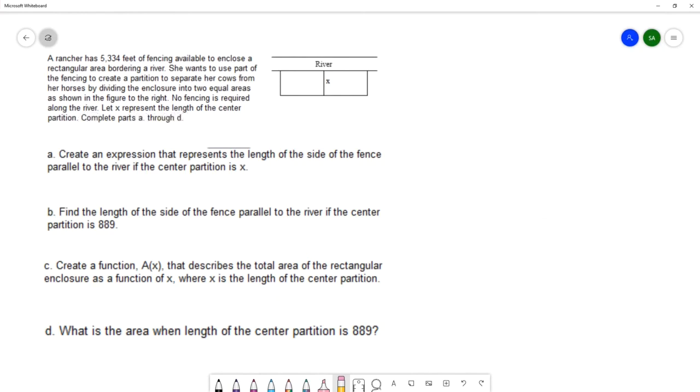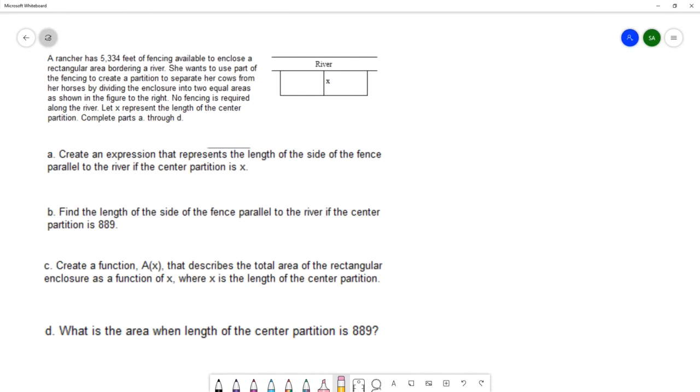So we have a nice picture of what's going on here. We have a river. The rancher is building these rectangular pastures bordering along the river, and she's creating them with this little divider called a partition in the middle. And that's so she can separate the cows and the horses. It also says to let X be that center partition. And that's the variable that's going to be used throughout.